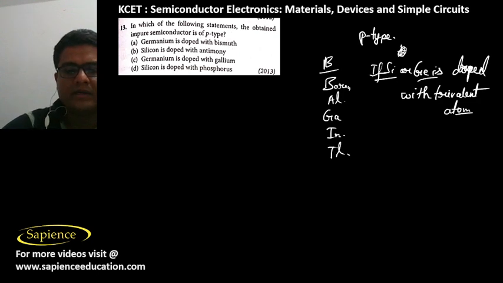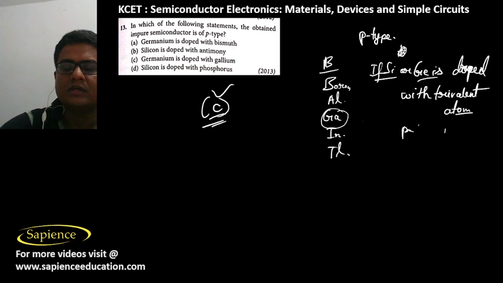So when germanium is doped with gallium, then it will be a p-type impure semiconductor. So option C is the correct answer. And when silicon or germanium is doped with a pentavalent atom, it means any element in the nitrogen family, meaning the 15th group, then we will obtain an n-type impure semiconductor.